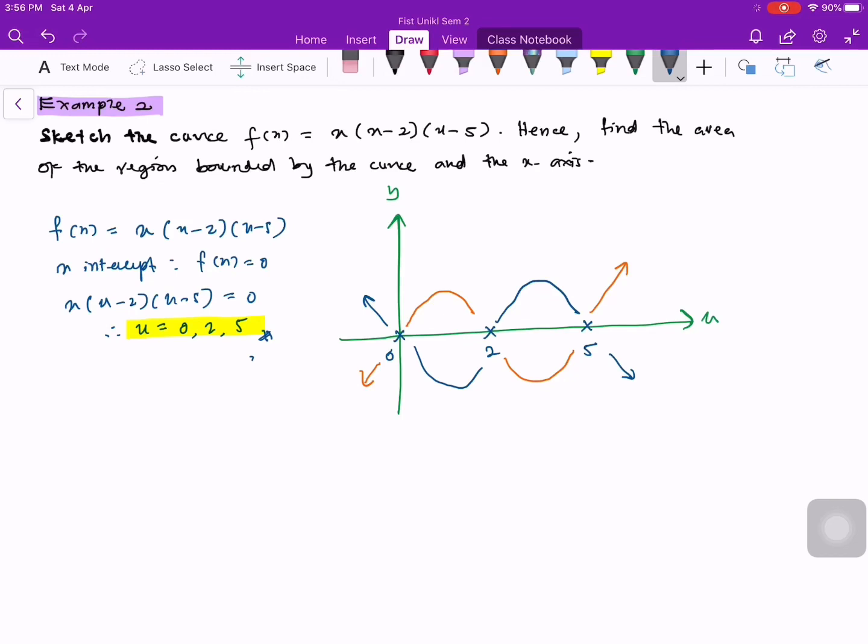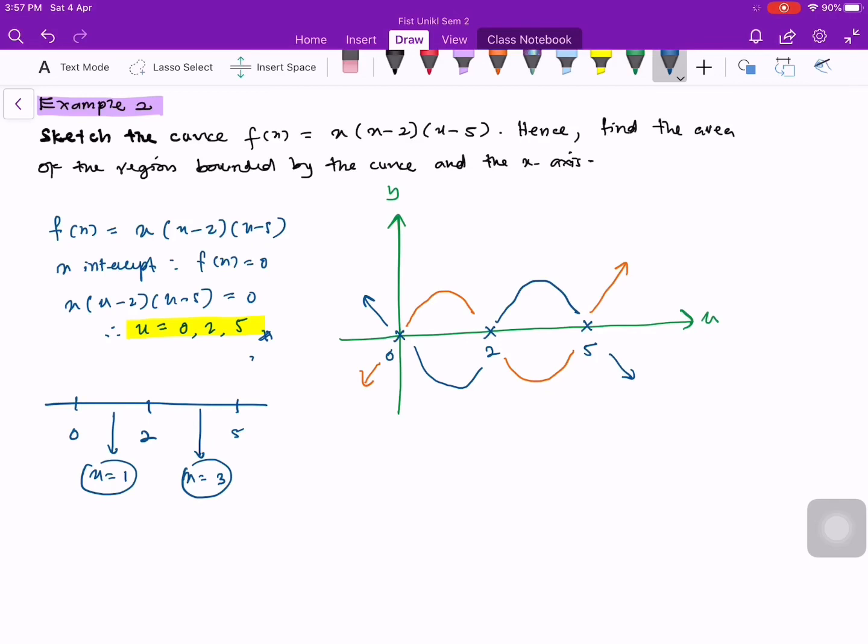Okay, apa yang kita akan buat dekat sini adalah we are going to do a number line. So saya akan buat number line. Okay, 0, 2, and 5. Okay, so dekat sini saya akan ambil from the interval 0 to 2. So I'm going to take the value of x is equals to 1, and here I'm going to take the value of x is equals to 3. Okay, so this will be my test point in order to know whether it is positive or negative.